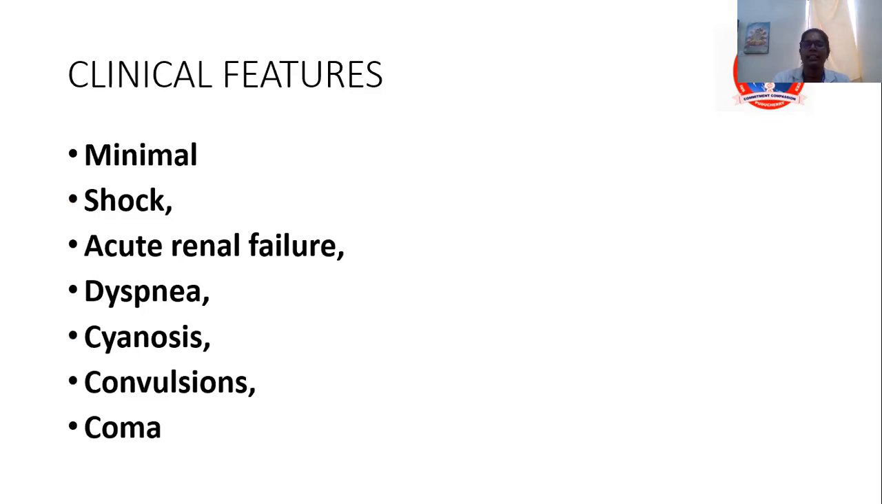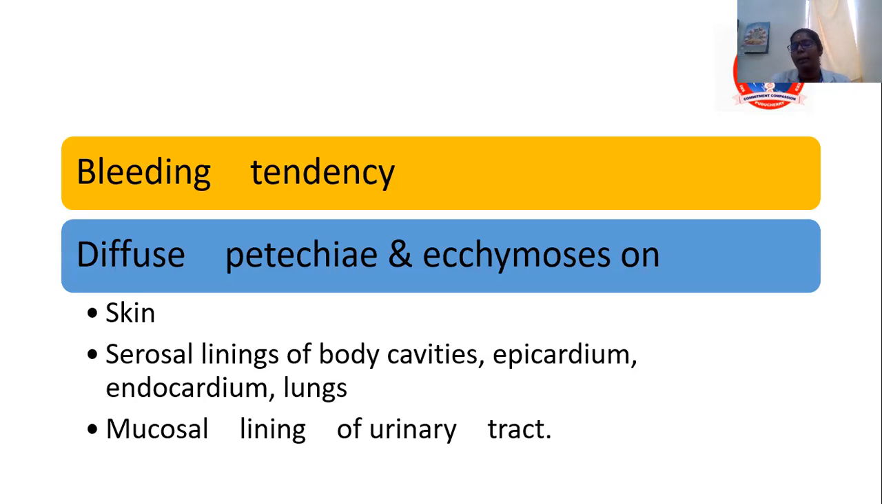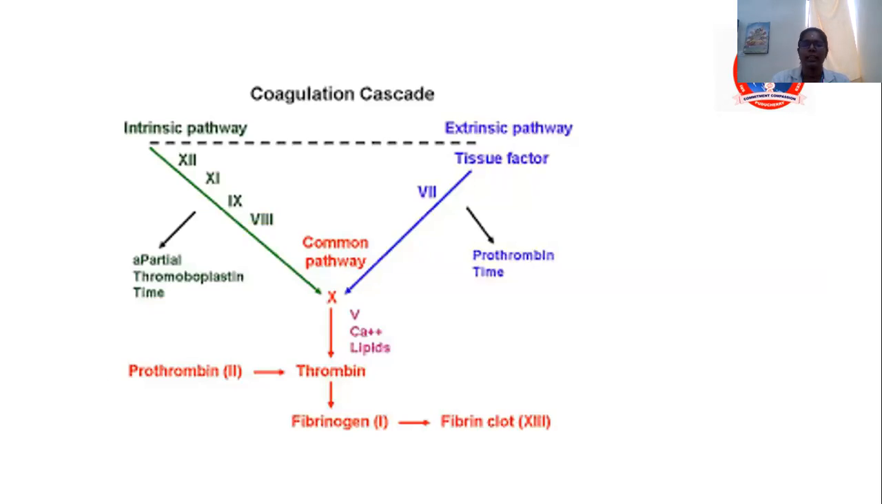So the clinical features of DIC are that the patient can present with minimal features, or if it is extensive, the patient can go for shock, acute renal failure, dyspnea, cyanosis, convulsions, coma, and the patient can also have bleeding tendencies. In the bleeding tendencies, diffuse petechiae and ecchymoses will be seen on the skin and the serosal lining of body cavities, epicardium, endocardium, lung, and the mucosal lining of the urinary tract. Right, so far we have seen the clinical features.